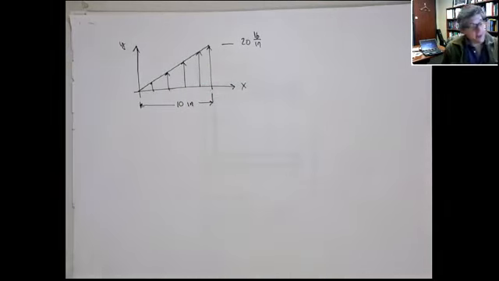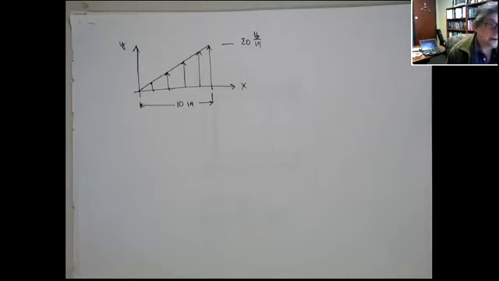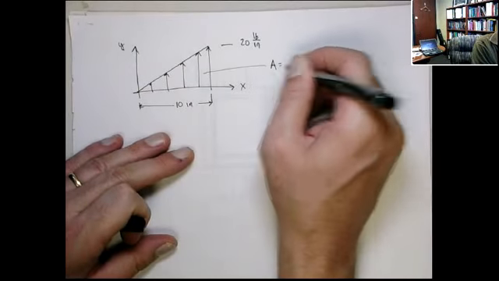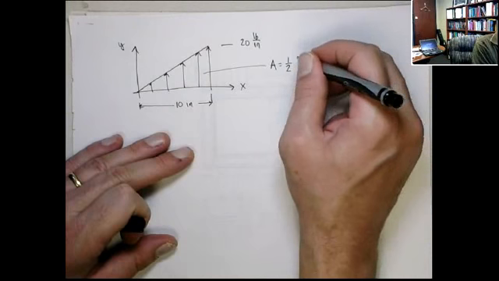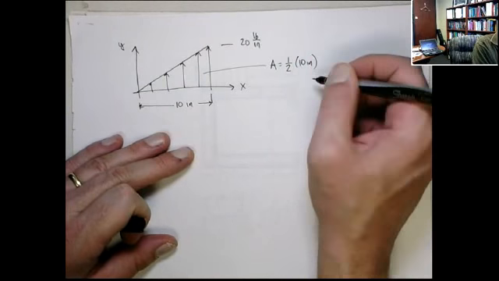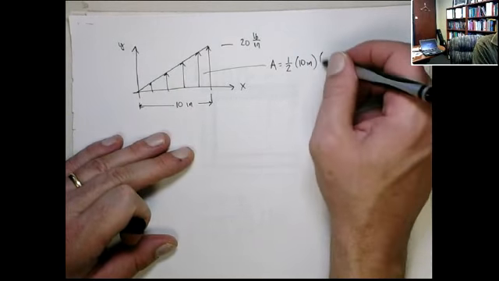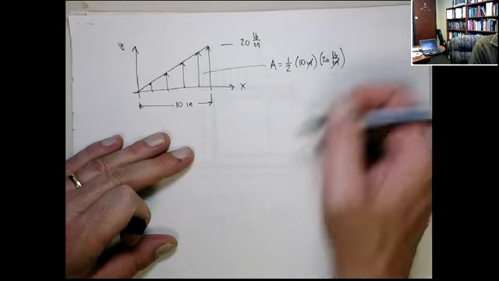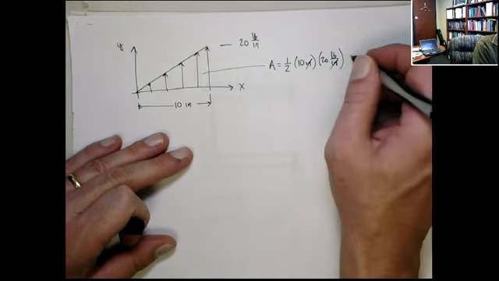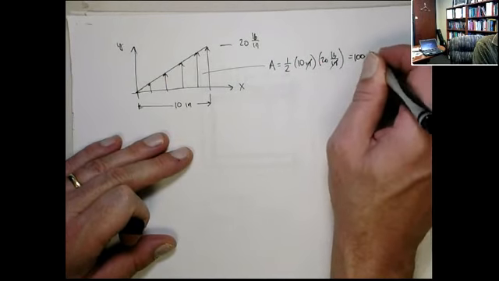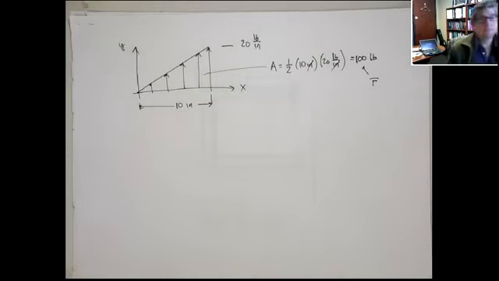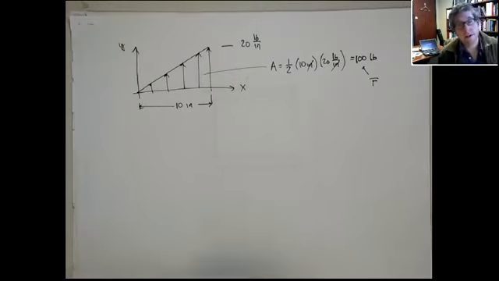All right. So the area under the curve in this situation is 1/2 base times the height. So the area here is 1/2 base, which is 10 inches, times the height, which is 20. Again, you can see this is pounds, this is 100 pounds. So that is the effective force. That's equivalent to that distributed load.